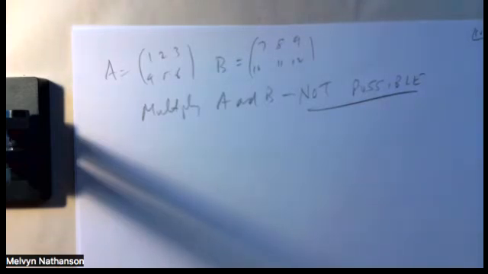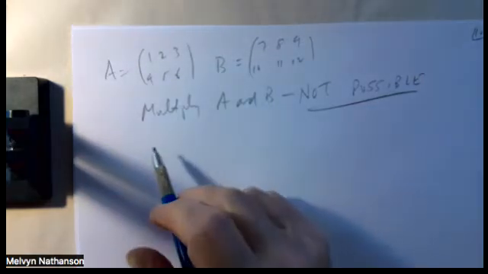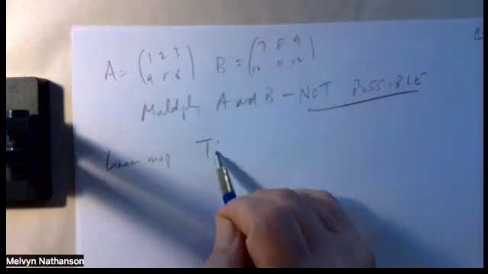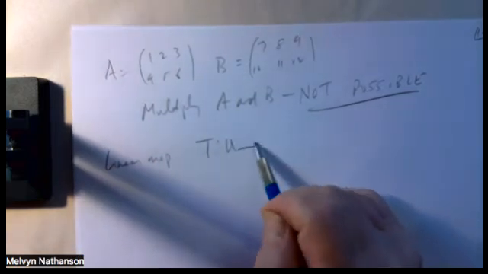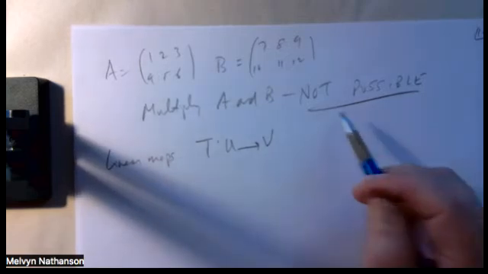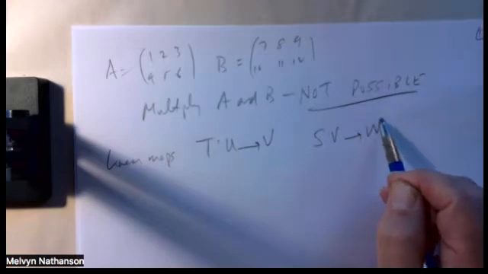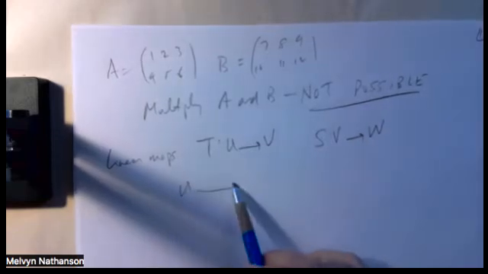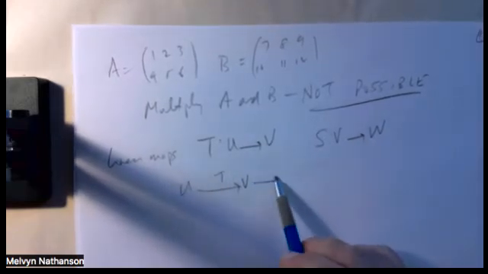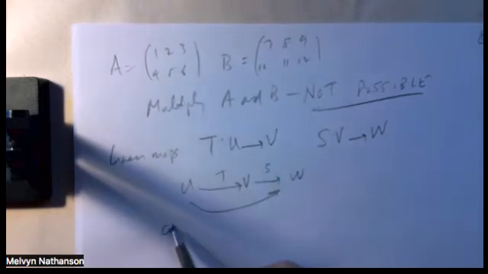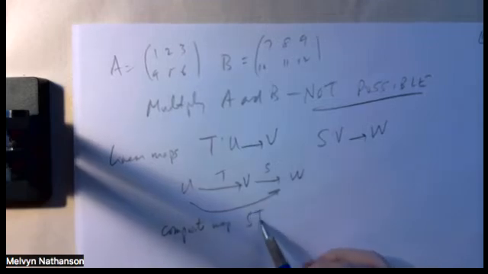What I mean is we want everything to work properly. Suppose we have a linear map T from a vector space U to V, and another linear map S from a vector space V to W. So we have U goes to V with the map T, goes to W with the linear map S, and then we have the composite map S composed with T.